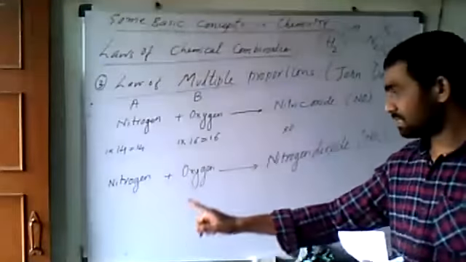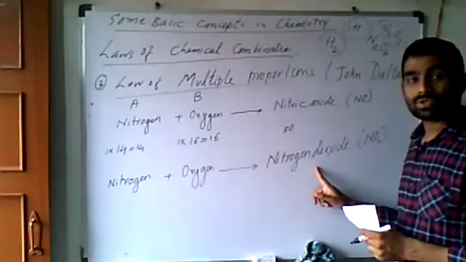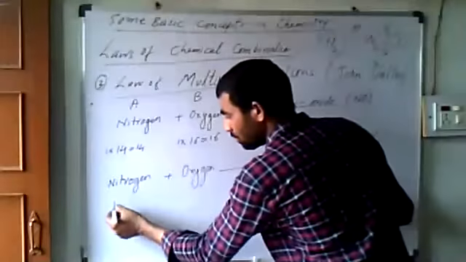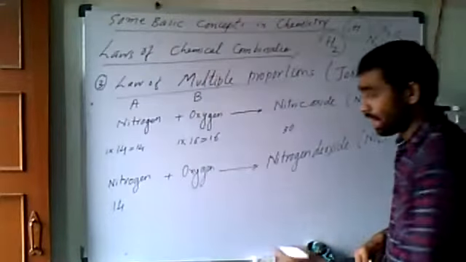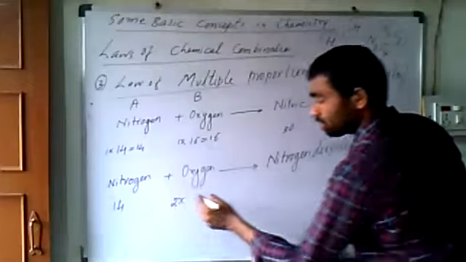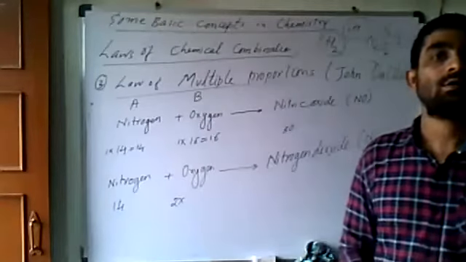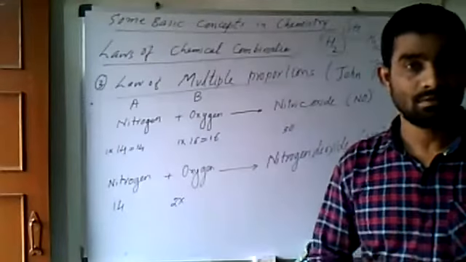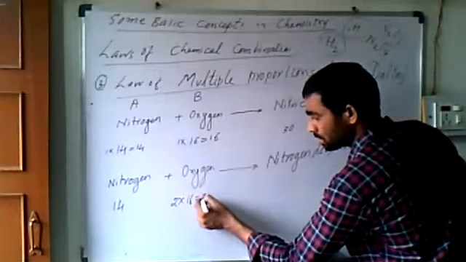But our job is this one. Nitrogen plus oxygen forms nitrogen dioxide. How many nitrogen? Only one. So I can write 14. How many oxygen? 2. So I will write 2 into the mass of one oxygen atom, 16. So there are 2 oxygens, so 2 into 16 is equal to 32.